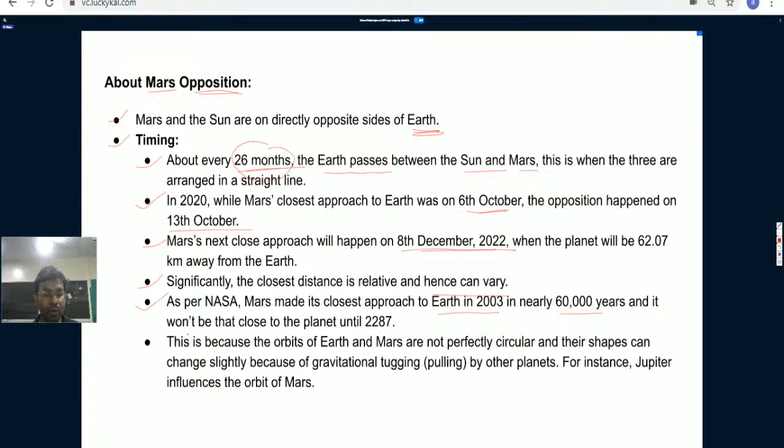It won't be that close to the planet until 2287. That closest distance between the earth and Mars happened in 2003, after nearly 60,000 years, and it may again happen in the year 2287. This is because the orbits of the earth and Mars are not perfectly circular, and their shapes can change slightly because of gravitational tugging or pulling by other planets. For instance, Jupiter influences the orbit of Mars. So this is the Mars opposition.